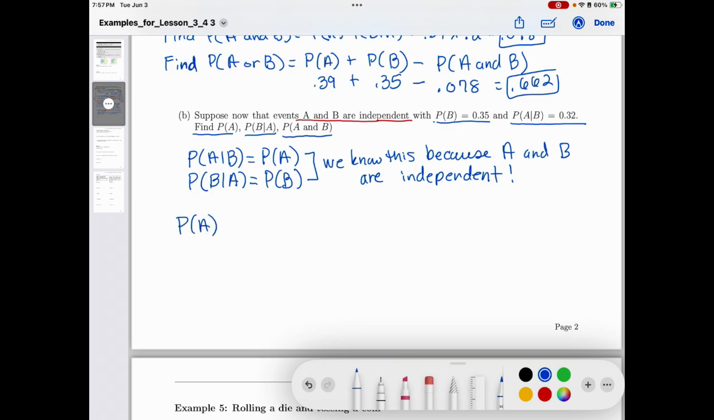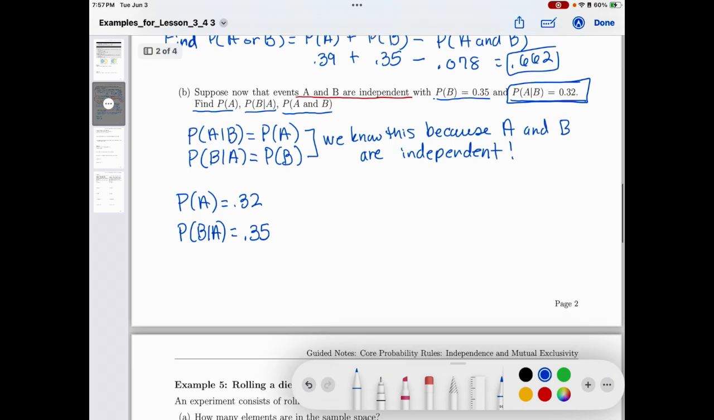So when we need to find the probability of A, since I know that's the same as the probability of A given B, I know that it's equal to 0.32, that's given in the problem. When we need to find the probability of B given A, I know that that's the same as the probability of B, and we're given that in the problem, which is 0.35.